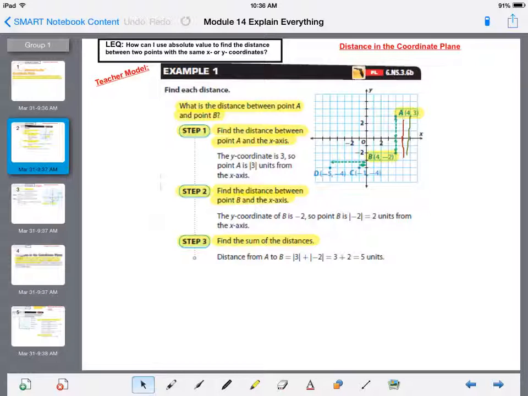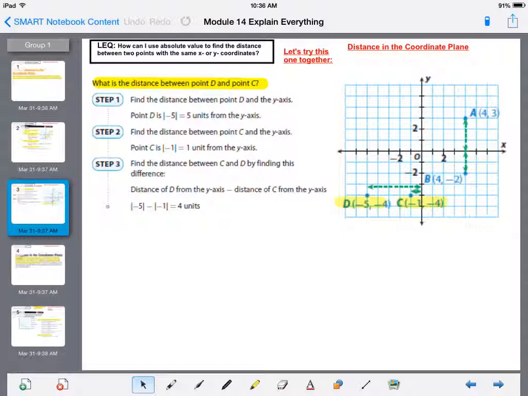I also told you guys to be very careful and just make sure that if there is a scale or a key, you look at that and make sure that each unit is worth 1. Sometimes they'll change the unit and it will be worth either 2 or 5 or 10. So just be careful with that.